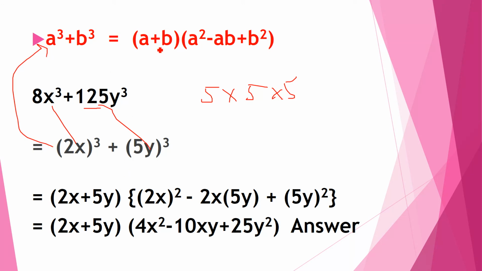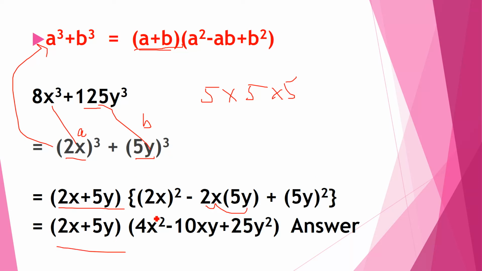Now we will expand it. Write a plus b. Wherever you see a, you will write 2x, and wherever you see b, you have to write 5y. So a plus b, a is 2x, b is 5y, plus 5y. First part we did, so easy. Now come to the second, a square is 2x, so 2x whole square minus ab. A is 2x and b is 5y. 2x and 5y. And then b square, 5y square.